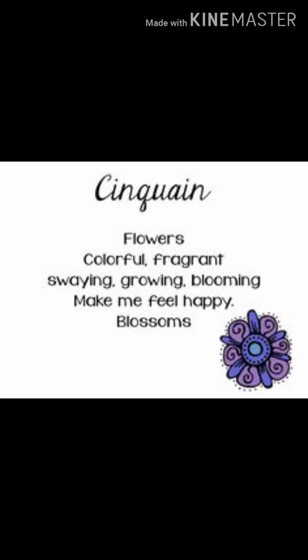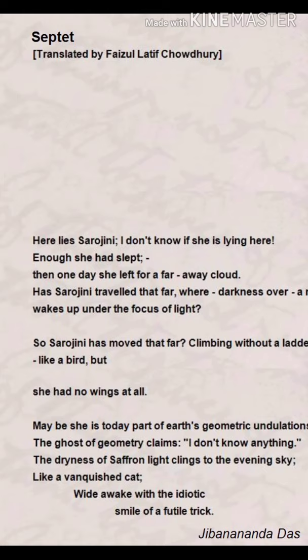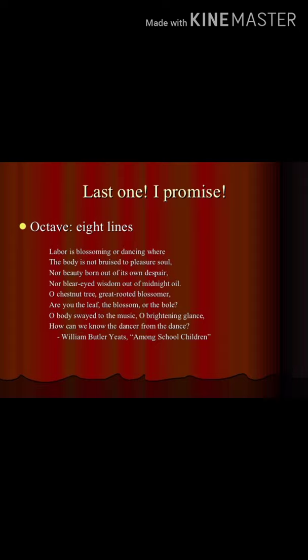Next example is a sestet. Sestet consists of 6 lines and the example is on the screen. You can have a look at how these 6 lines form the poem known as a sestet. Next element of poetry is septet. Septet is a 7-line poem. And the last is octave, that is an 8-line poem.